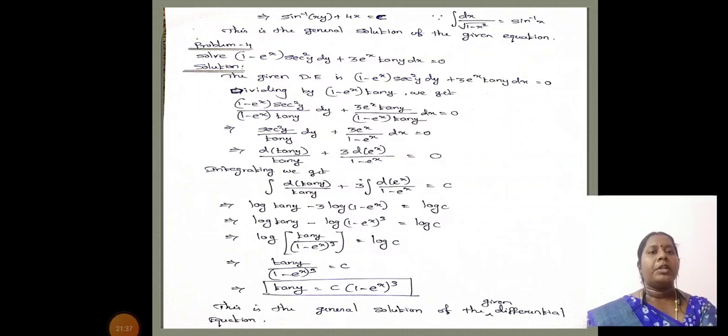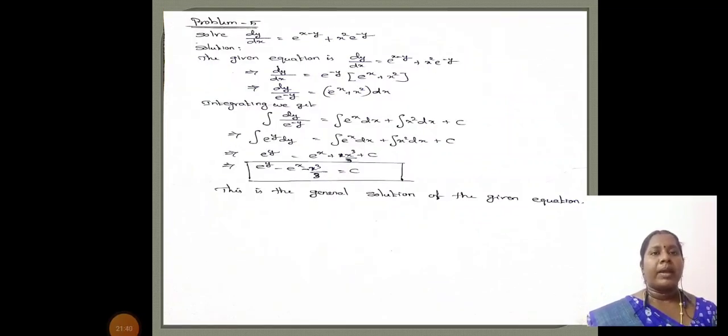Next, we are going to see problem number 5. Solve dy by dx equal to e power x minus y plus x square e power minus y. Solution: first, write the given equation as dy by dx equal to e power x minus y plus x square e power minus y. Next step will be dy by dx equal to, taking e power minus y as common, e power minus y into e power x plus x square.